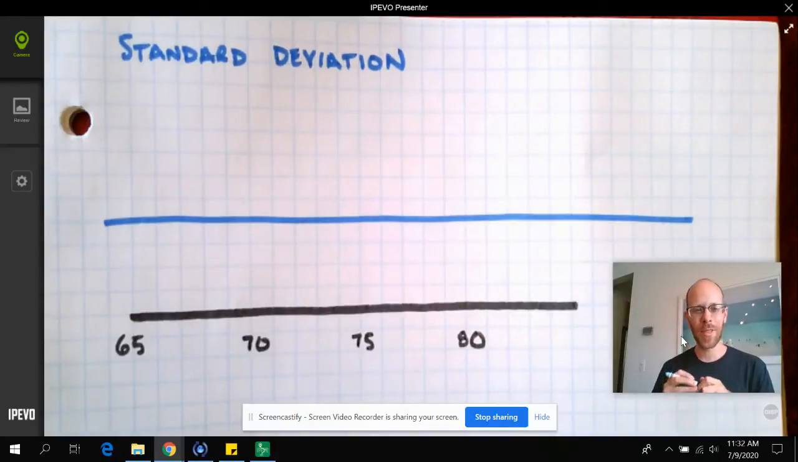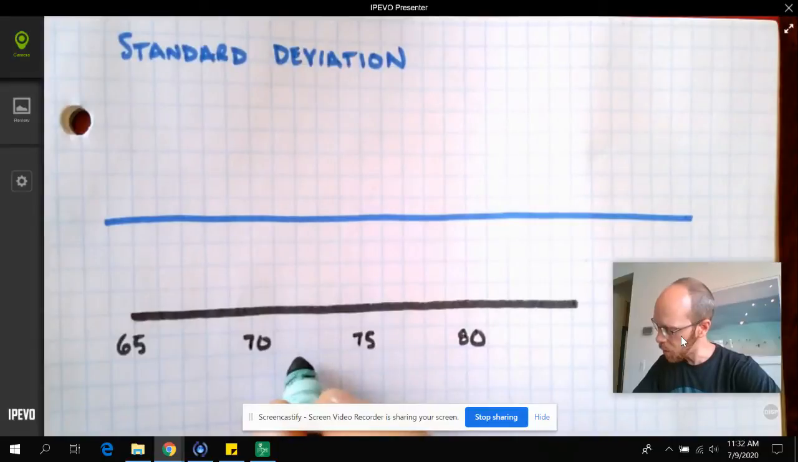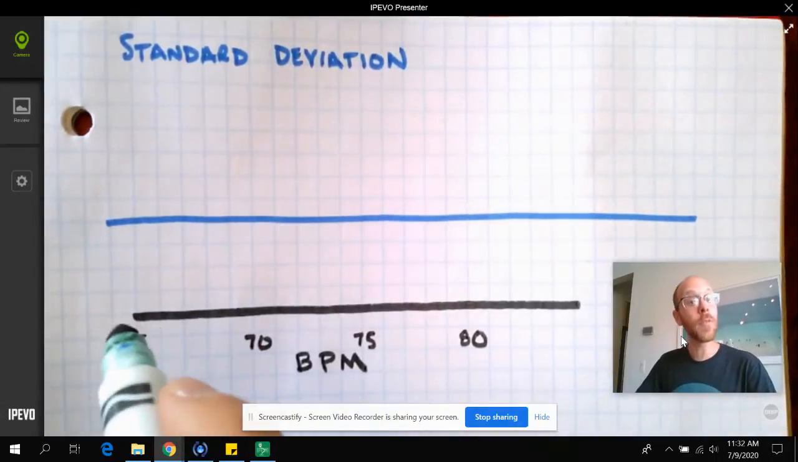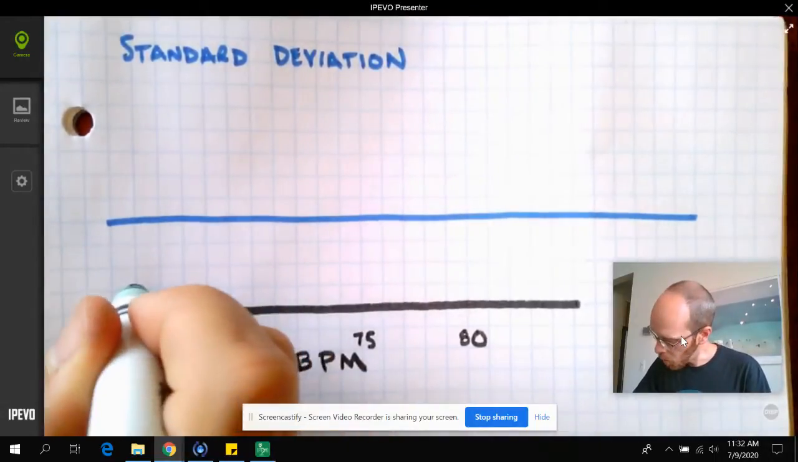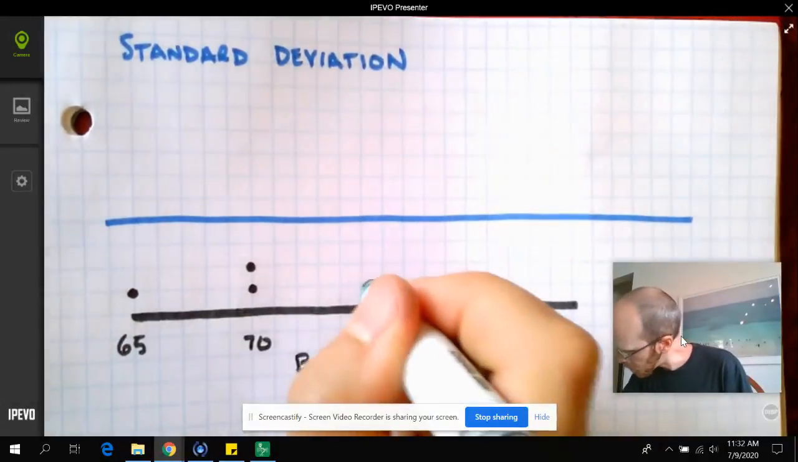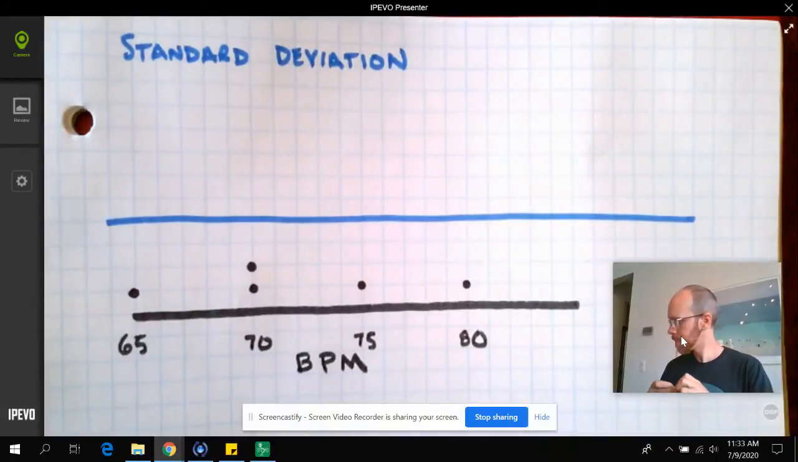Let's use a simpler data set with specific numbers. Suppose that we're still sticking with a heart rate, and so this is in beats per minute, and that we took 5 measurements this time, one of 65, 2 of them were 70, one of them was 75, and one of them was 80.